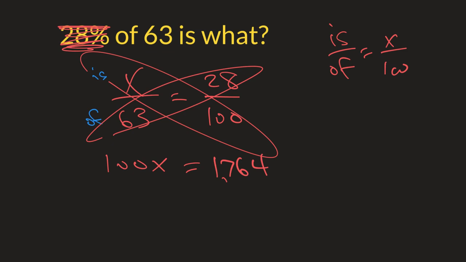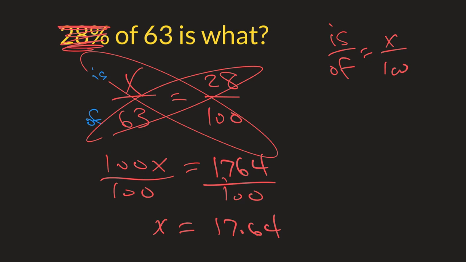How do we solve this? What's the one-step solve here? Divide by 100. So, divide both sides by 100. And I believe that's going to be, let me double check on this. Should be 17.64. Yep. It's going to back that decimal up a couple places. 17.64.